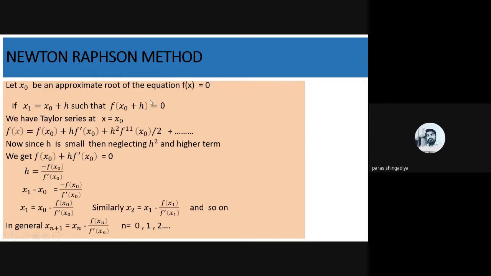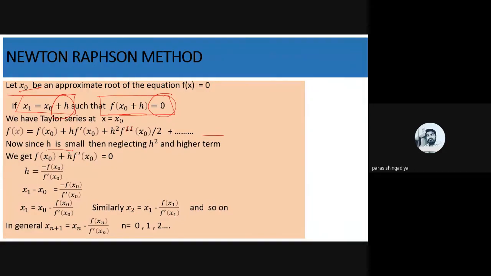This is the procedure to derive the Newton-Raphson formula by using the Taylor series. We consider one approximate root x0, and then we take x1 as x0 plus h, by adding some small value h to x0, and this will be our exact root, because when we replace x0 plus h in the function, we get the answer equal to 0. Now consider the Taylor series, that is f(x) is equal to f(x0) plus h into f dash x0 plus h square by 2 factorial f double dash x0, and so on.